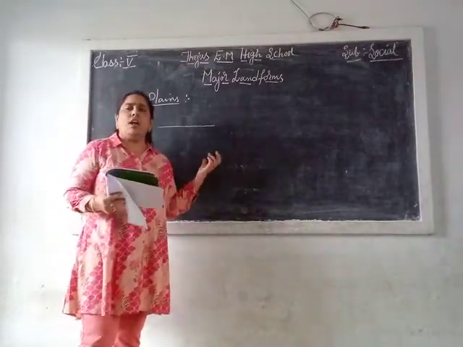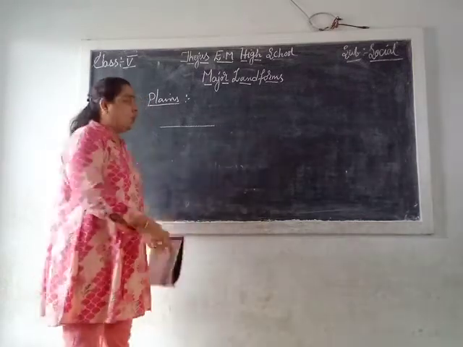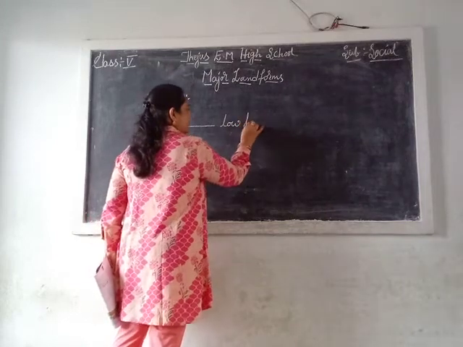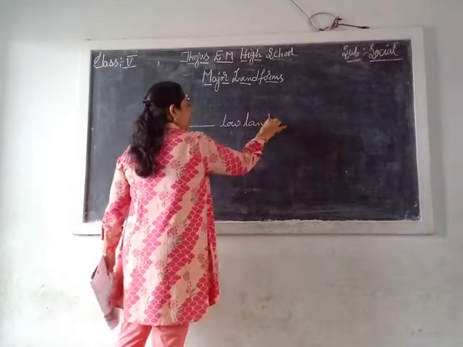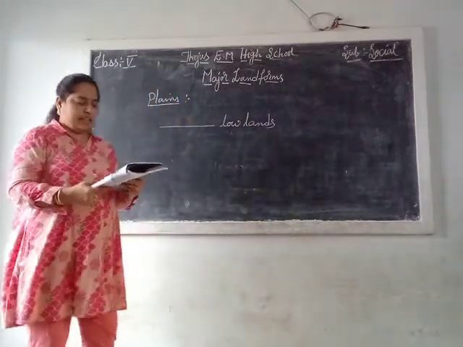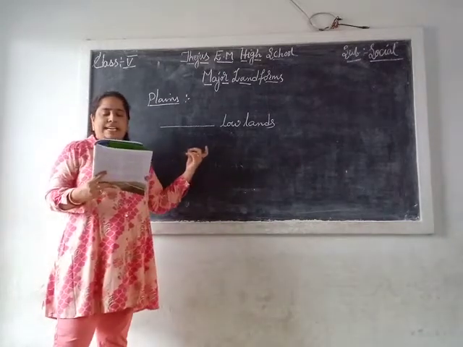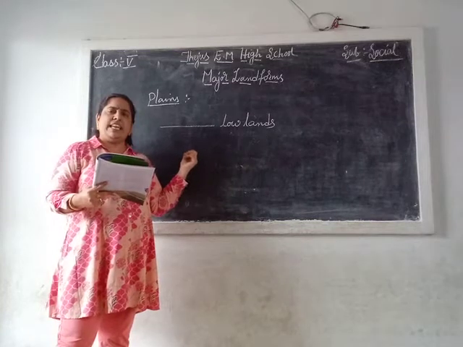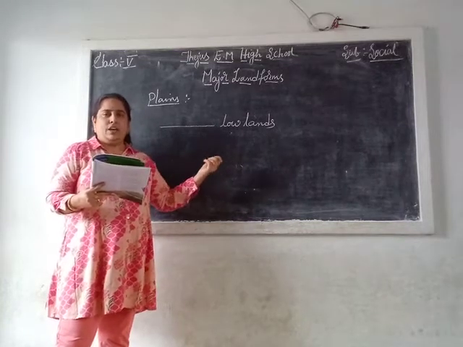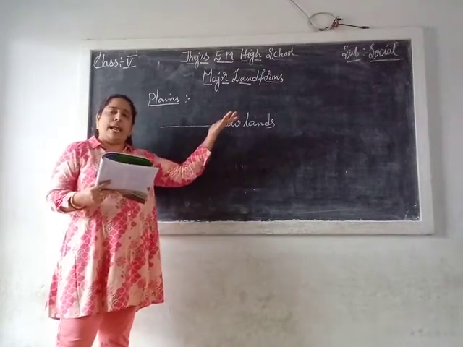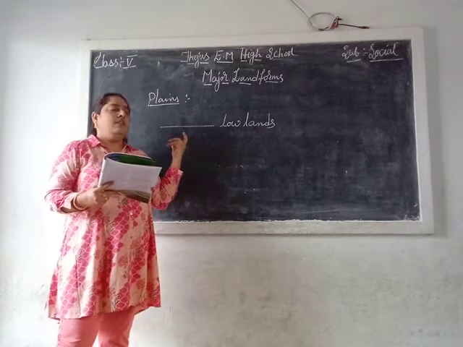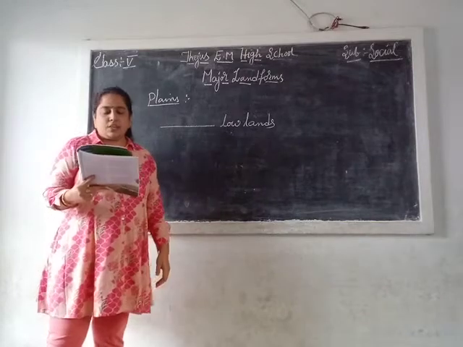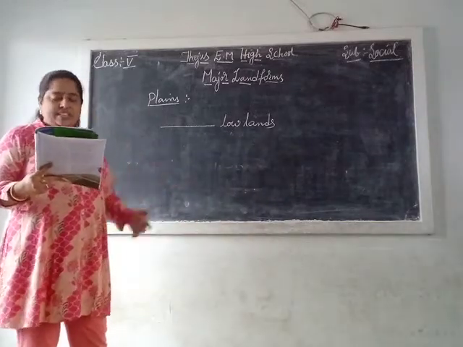What are these called? Lowlands. These are called lowlands. They can be level or slightly hilly, not like mountains or plateaus. These are very flat or slightly hilly areas. The slope of the land is very gentle.